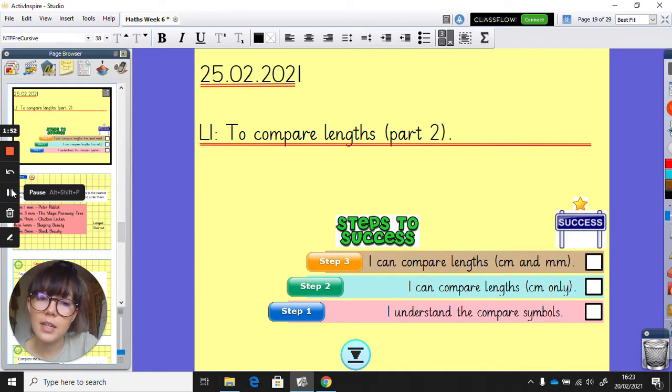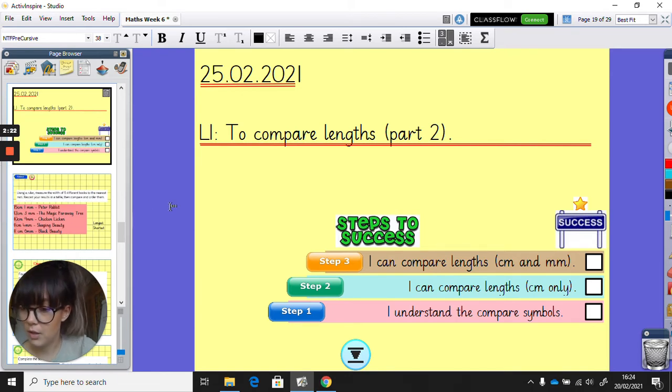Our step 2 today is I can compare lengths. So to compare is to look at 2 different things and see which one's larger or bigger and which one's smaller. Now step 3 is similar, but that's not just looking at the centimetres, it's also looking at the millimetres. Because if 2 things have the same amount of centimetres in them, you have to look at the millimetres to see which one's longer or which one's shorter. Now you can pause the video here if you want to write your LI and date, but you don't have to.